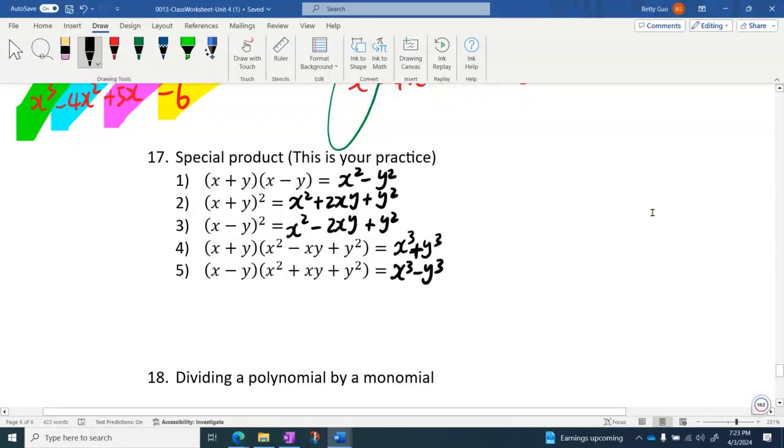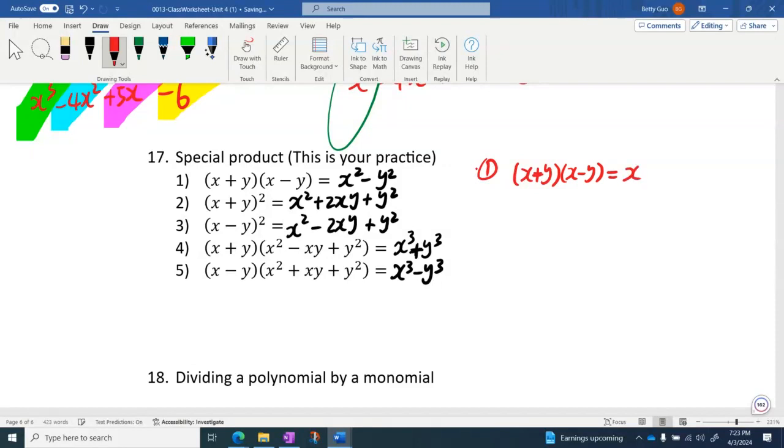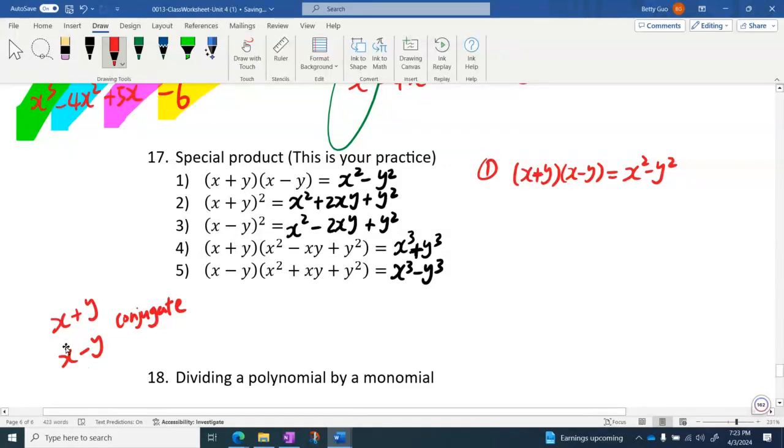So let me explain the names for each formula. The name would help us to memorize the formula. The first formula, x plus y times x minus y equals x squared minus y squared. We call x plus y and x minus y, the two binomials, conjugates of each other.